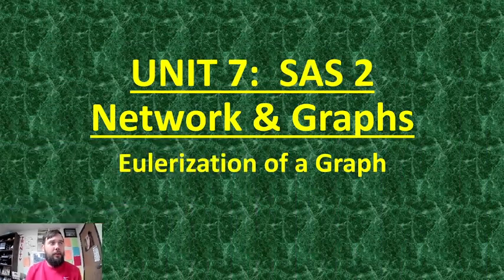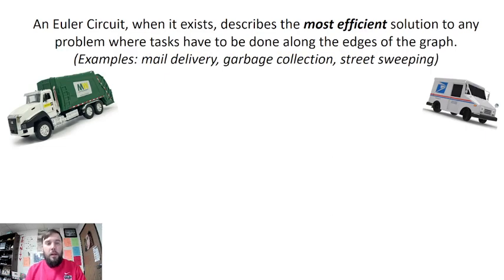Taking a look at the notes here. An Euler circuit, when it exists, describes the most efficient solution to any problem where tasks have to be done along the edges of the graph. For instance, a garbage truck would be going down every street, representing edges. The mailman would want to go down every edge, or every road. And the same thing with someone who does street sweeping or anything of that nature.